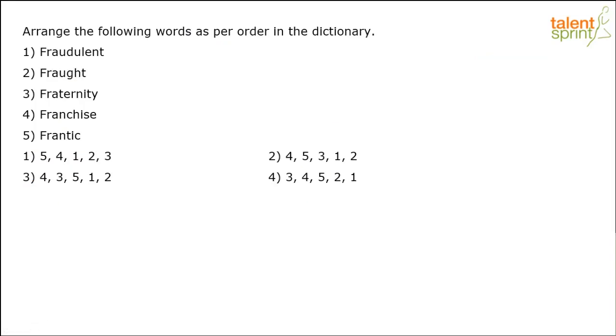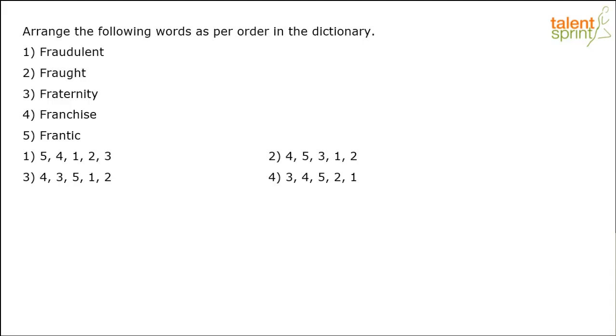Now this is like a sitter, right? Arrange the following words as per the order in dictionary, right? So you have to arrange them in alphabetical order, the order in the dictionary. So just do that. Try and do that. Fraudulent, fraught, fraternity, franchise, and frantic. These are the words given to us.